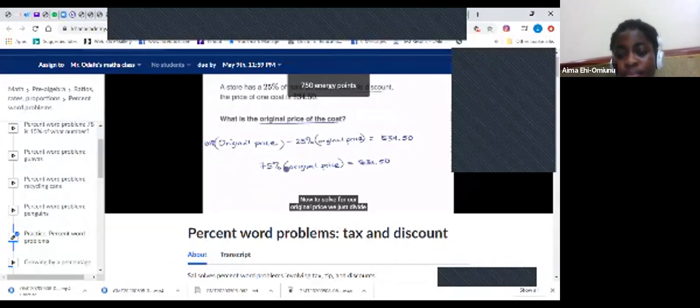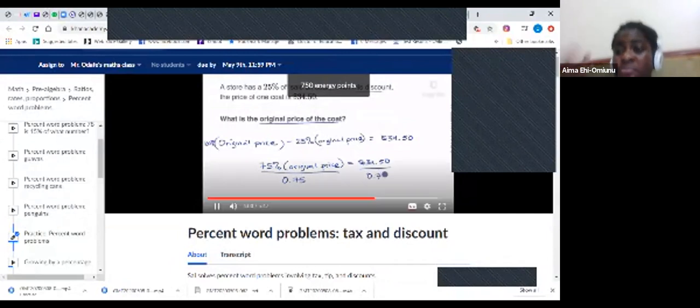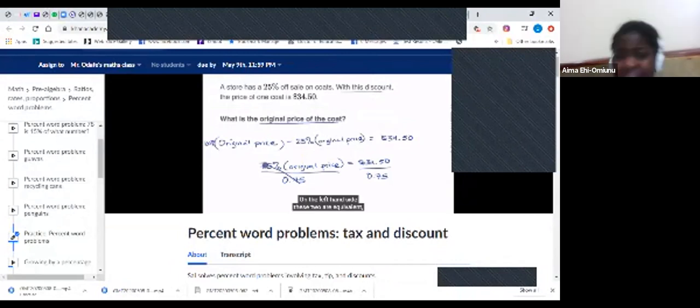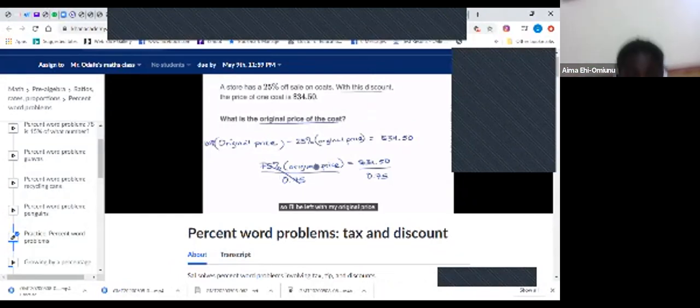Now, to solve for our original price, we just divide both sides by 75%. And 75%, that's the same thing as 75 per hundred, or 75 hundredths. So I could divide both sides by 75 hundredths. On the left-hand side, these two cancel. And now I just have to figure out what this is going to be.